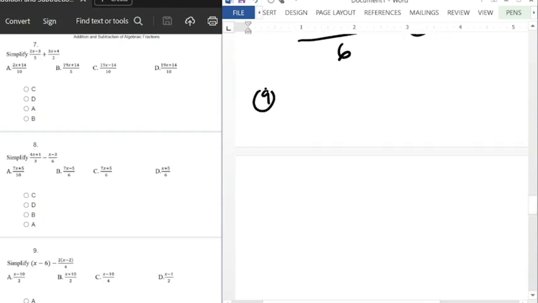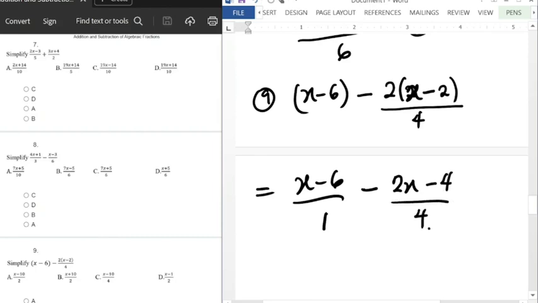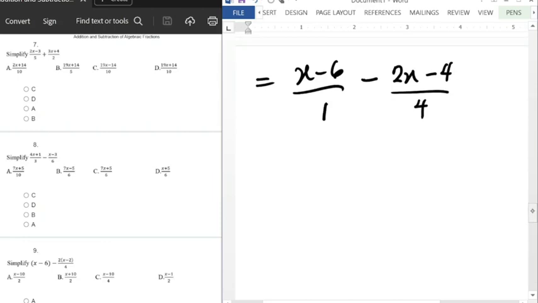For question number 9 now, what we have here is: simplify x minus 6, everything in brackets, minus 2 into brackets, x minus 2, divided by 4. So what we're going to do is make this a single fraction. That is x minus 6 over 1, minus, first open the bracket here, this is going to give us 2x minus 4 all over 4. Is that clear? So from here now, we find the LCM of 1 and 4, which is 4.